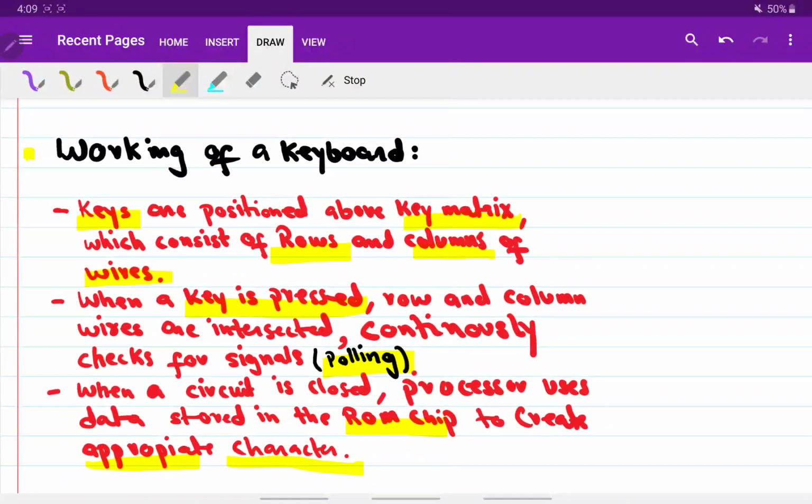Now that was all about the working of a keyboard, and I hope this makes it clear.